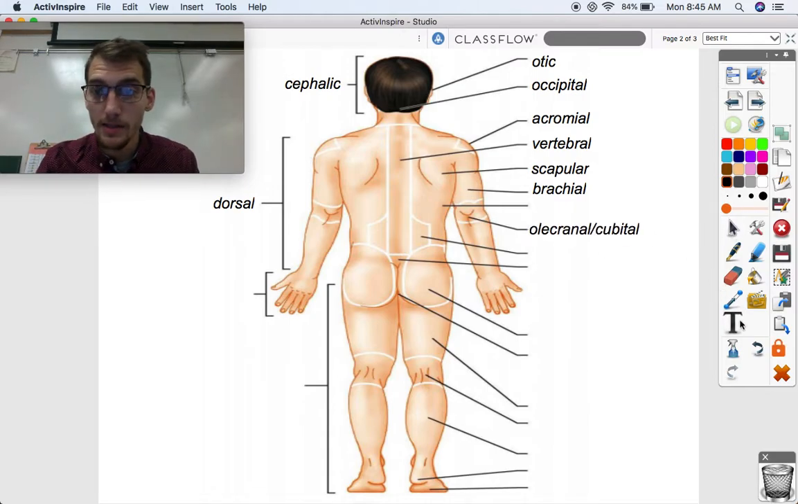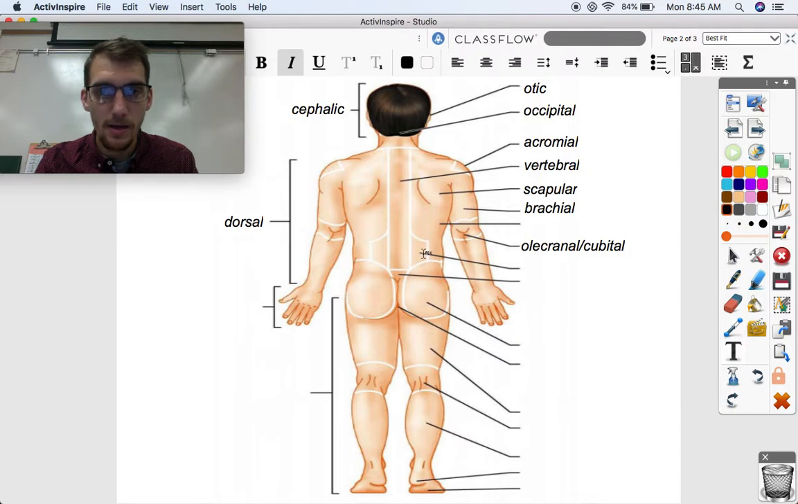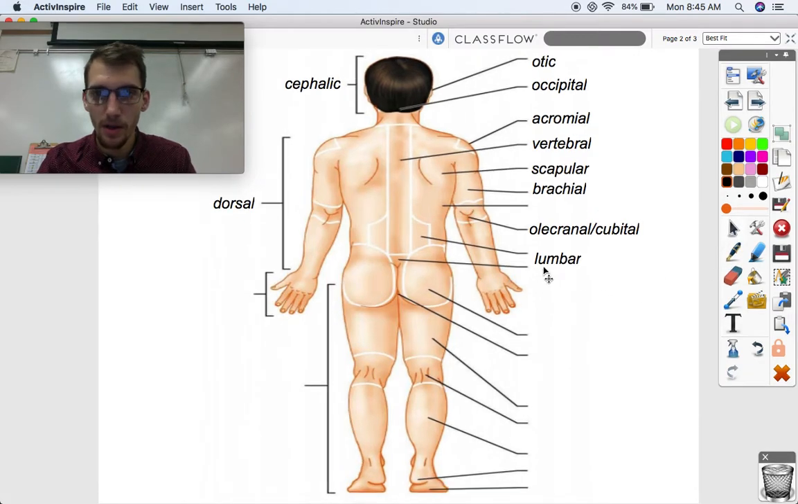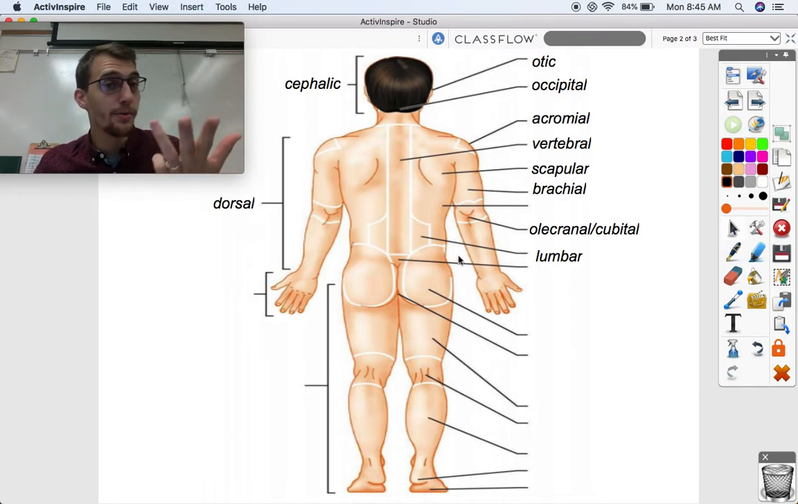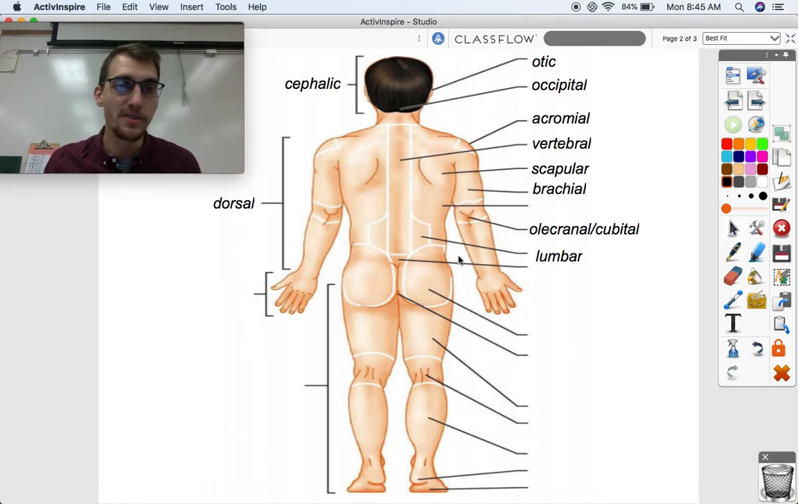All right, let's keep it going back here. This is referring to the lower back, which is called the lumbar region. The lumbar region, which reminds me of this one up here. Okay, lumbar vertebrae, it's your lower back. You have 5 of them, so your vertebrae are called L1, L2, L3, L4, and L5. L stands for lumbar.